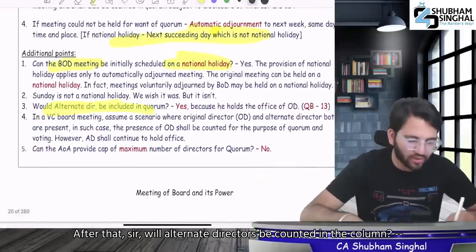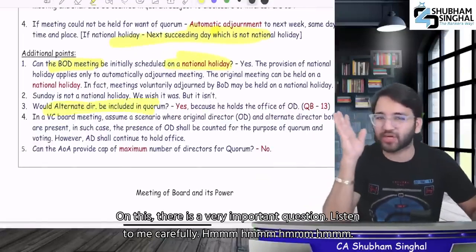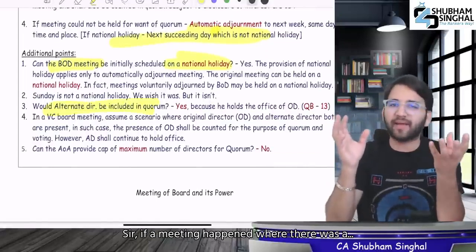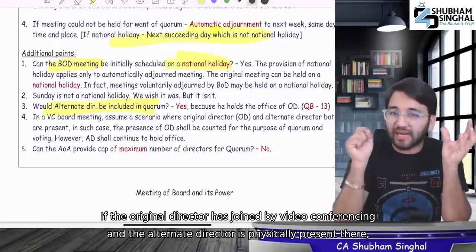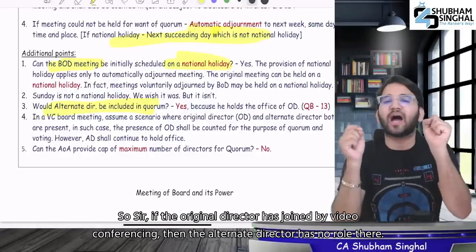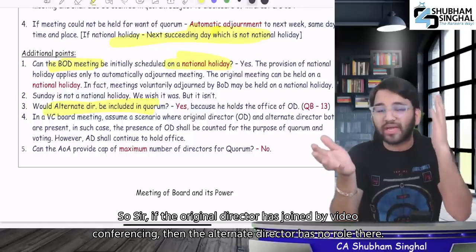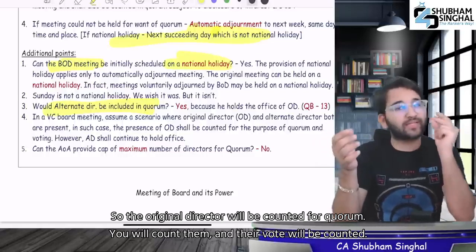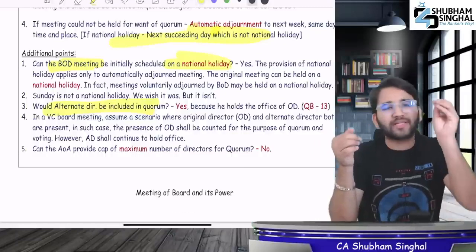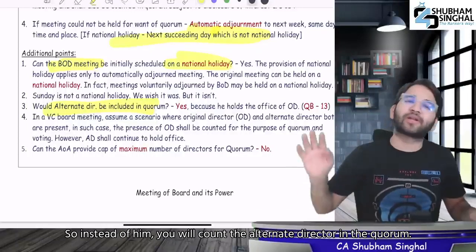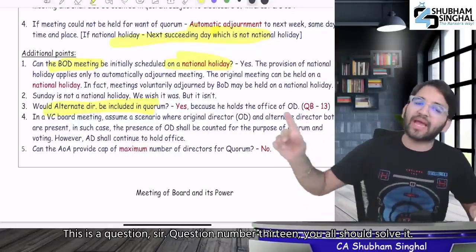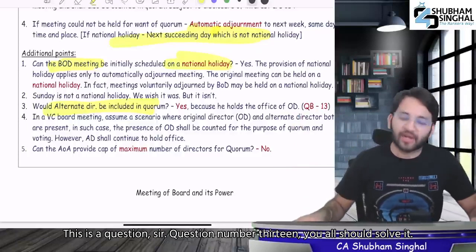Then will alternate directors be counted in the quorum? This is an important question. Listen to me. If the original director joined by video conferencing and the alternate director is present physically, and the original director is present in the meeting, there is no need for the alternate director. The original director will be counted for quorum and his vote will be counted. But if the original director has left in the middle of the meeting, count the alternate director in the quorum instead. This is question number 13. You all should solve it.